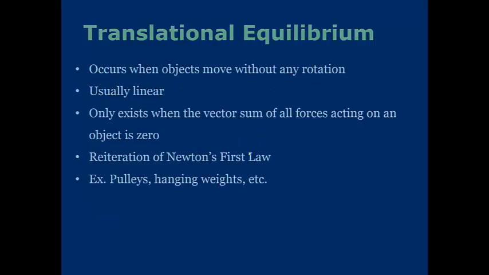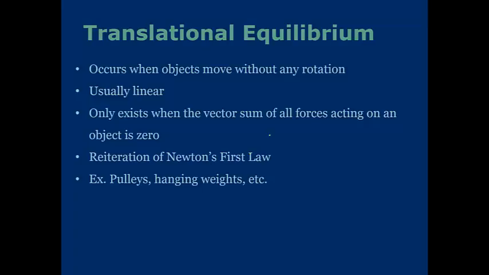The first type of equilibrium we'll go into is translational equilibrium. This occurs when objects are moving without rotation and they are linear by nature. They only exist when the vector sum of all forces acting on an object is zero, such that it is a reiteration of Newton's first law. Pulleys, hanging weights, etc. are good examples of this.